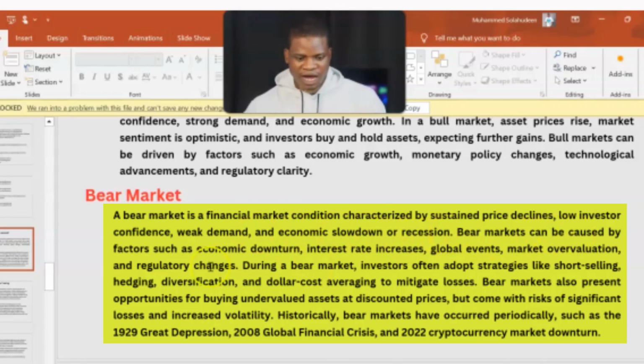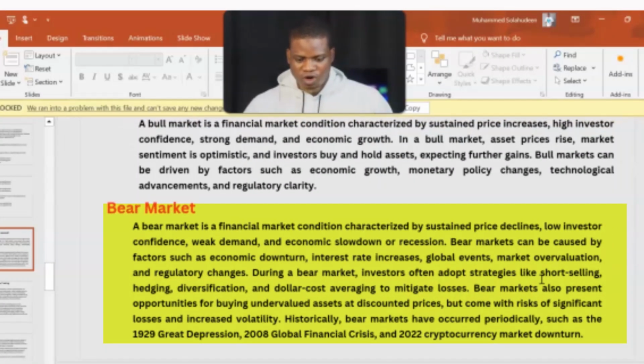A bear market can be caused by factors such as economic downturn, interest rate increases, global events, market overvaluation, and regulatory changes. During a bear market, investors often adopt strategies like short selling, hedging, diversification, and dollar cost averaging to mitigate losses. Bear markets also present opportunities for buying undervalued assets at discounted prices, but come with risk of significant losses and increased volatility.